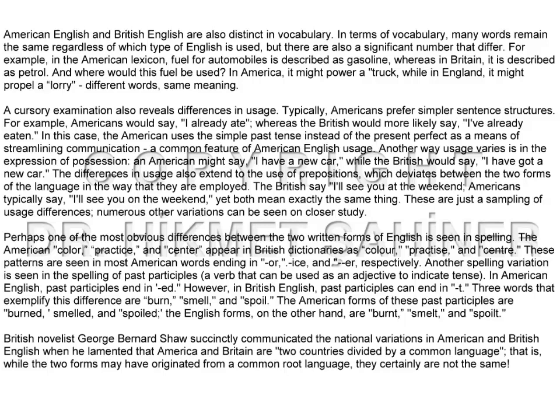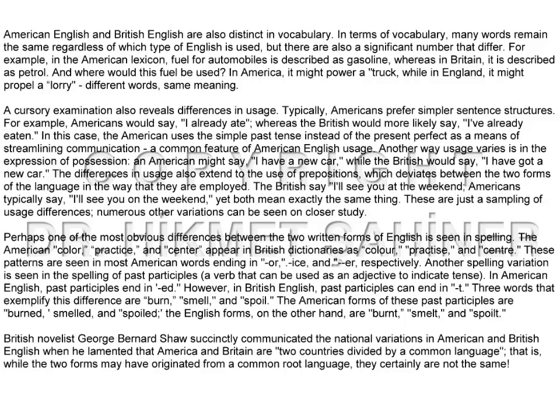A cursory examination also reveals differences in usage. Typically, Americans prefer simpler sentence structures. For example, Americans would say, "I already ate," whereas the British would more likely say, "I've already eaten." In this case, the American uses the simple past tense instead of the past perfect as a means of streamlining communication, a common feature of American English usage.